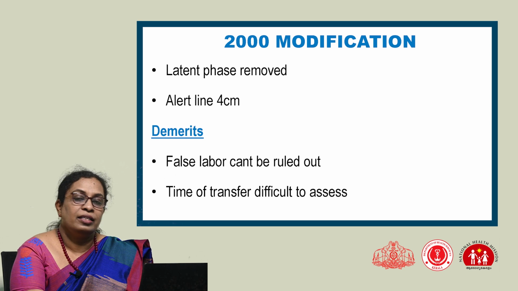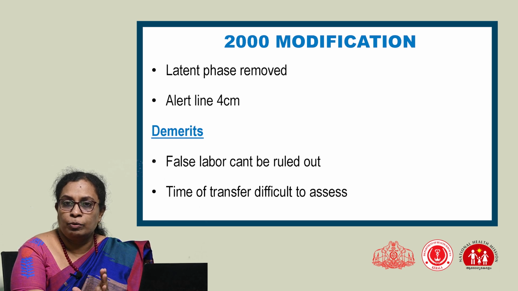In 2000, another modification came. They found that the latent phase was not that relevant, because the latent phase should not be more than 8 hours, and most patients enter the labor room two days earlier with false labor pains. Finally, this part of the partogram was removed. Then the alert line started from the 4 centimeter point. Initially it was 3 centimeters, now they started from 4 centimeters.